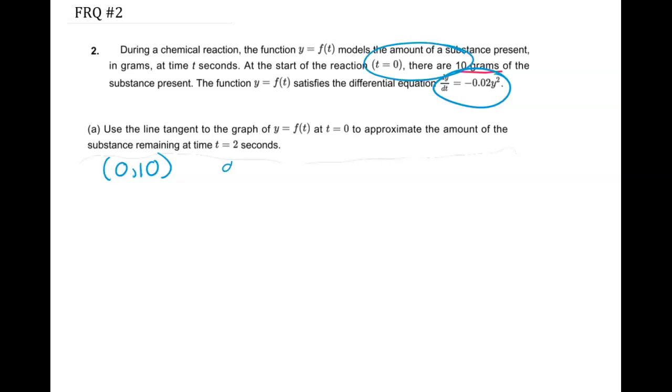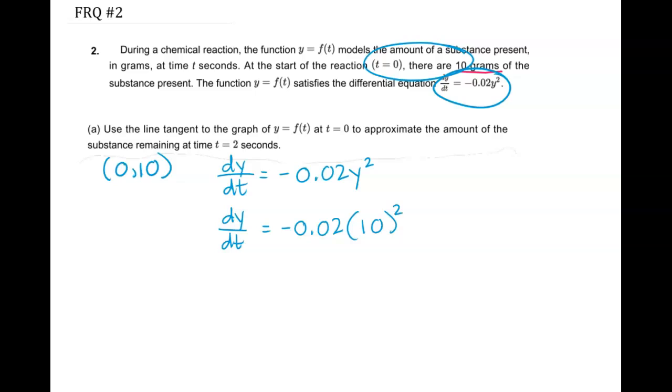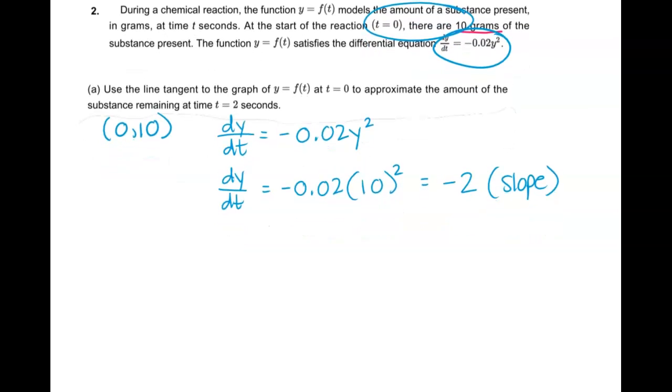We have our slope. dy/dt equals negative 0.02y squared. At time t equals 0, our slope is then negative 0.02 times 10 squared. Negative 0.02 times 100 is negative 2. So that's our slope. For our equation of our tangent line, we use point-slope like we always do. y minus 10, again using this point up here, equals negative 2 times (x minus 0).